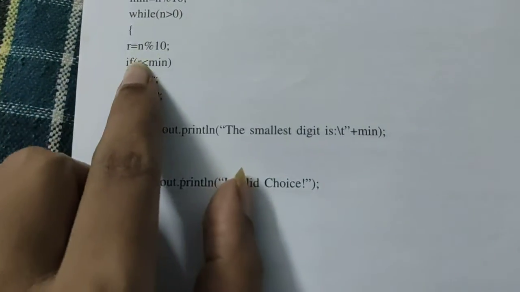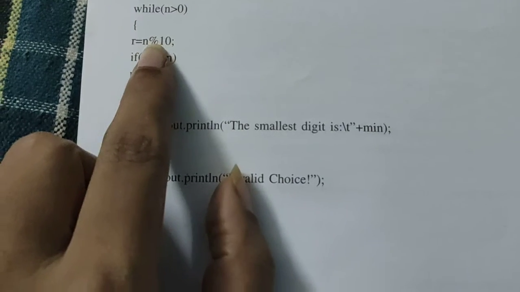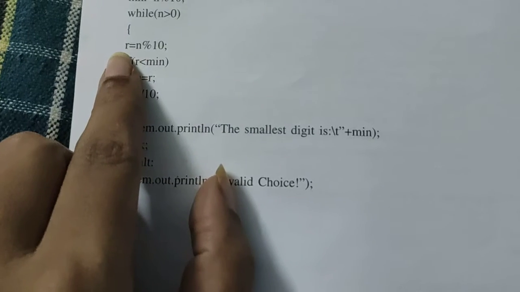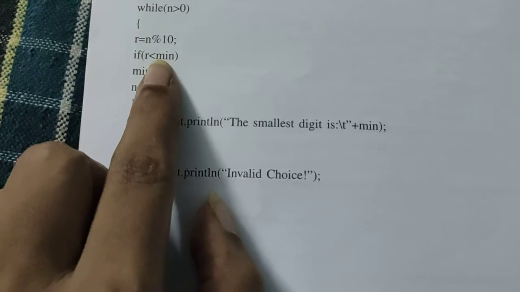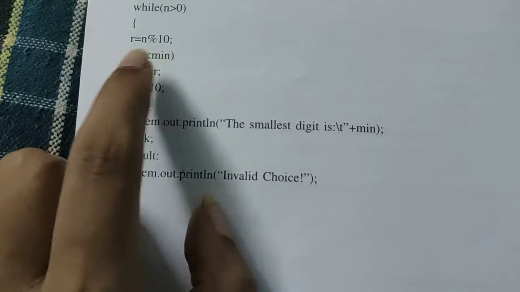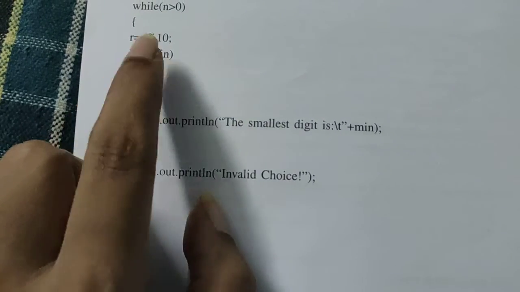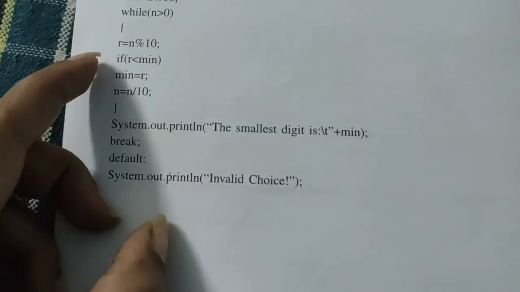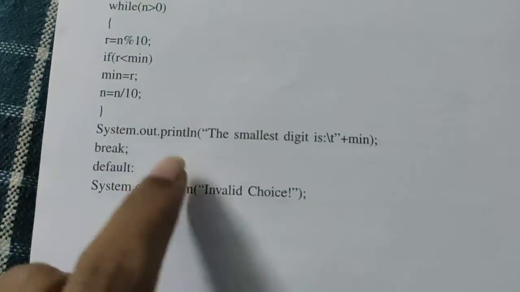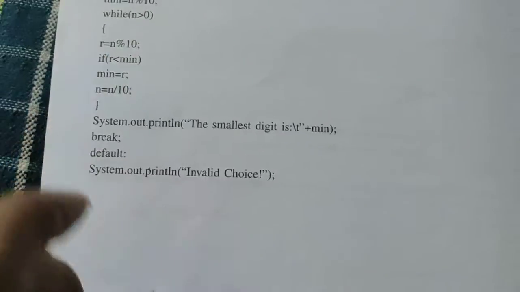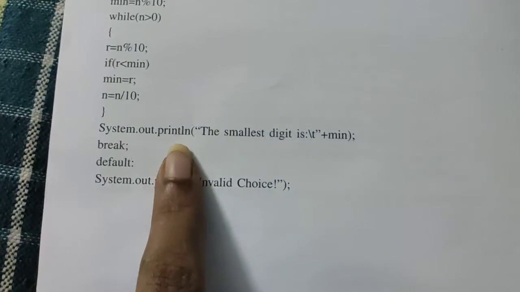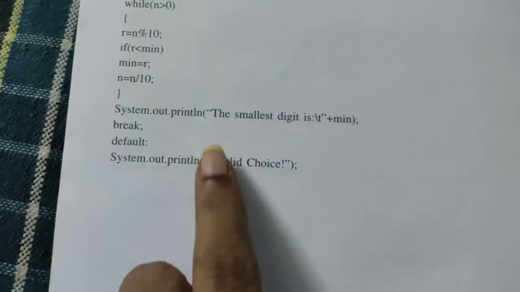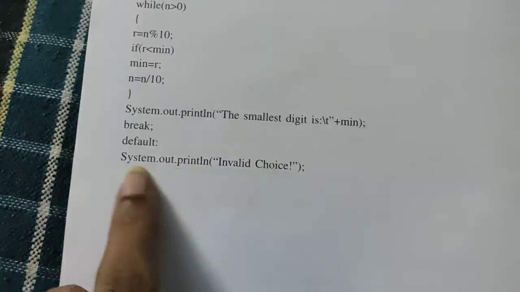So again it will come with the second digit, and R is equal to n mod 10 means the second digit will be here. Again you check if R is less than minimum. If R is less, again you swap it, so that we can compare the smallest number with the next digit and get the smallest digit. That's why we are swapping it here. So system.out.println, we print the smallest digit. Once the loop is over, you will have obtained the smallest number.